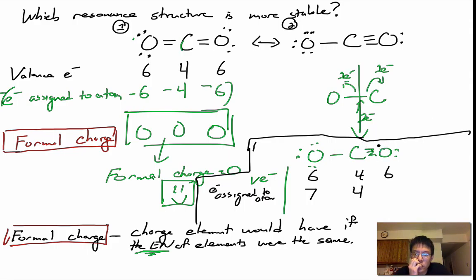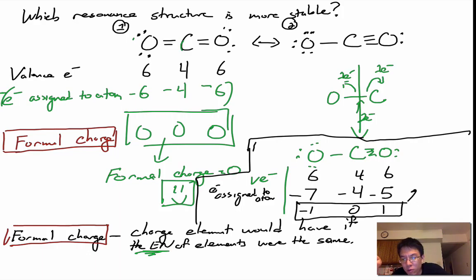And now this oxygen no longer looks like that oxygen because it has that triple bond. It's got 2 electrons plus 1, 2, 3. That's 5 electrons there. All right, so we just subtract these and we see 6 minus 7, that's -1. 4 minus 4 is 0. And 6 minus 5 is 1. Now you'll notice that there are formal charges on 2 of the 3 elements. And remember we said that elements in general like to have a formal charge of 0. So in this case, we have 1 oxygen with -1, 1 oxygen with +1.